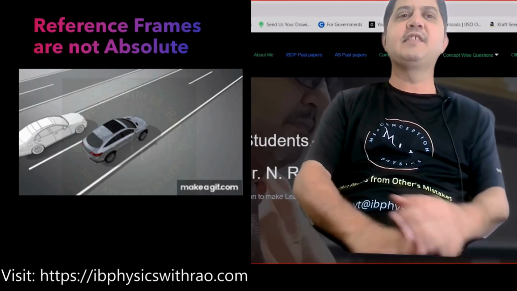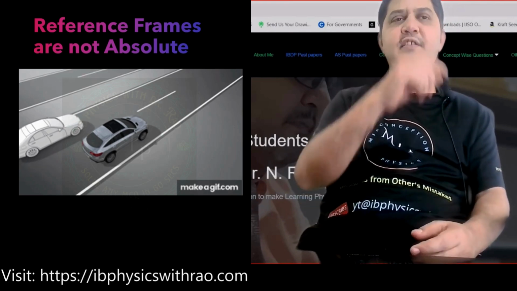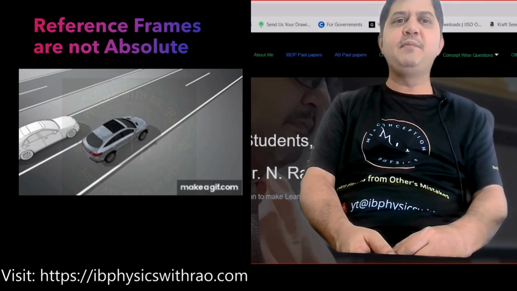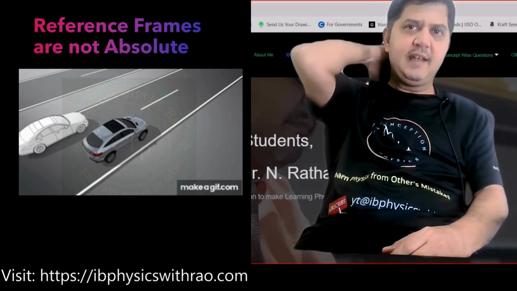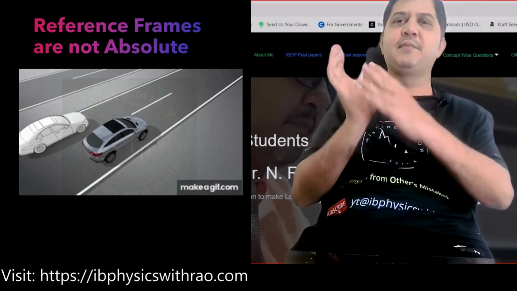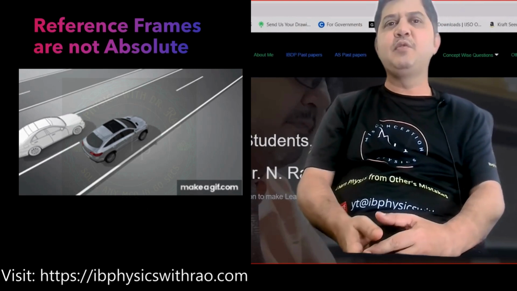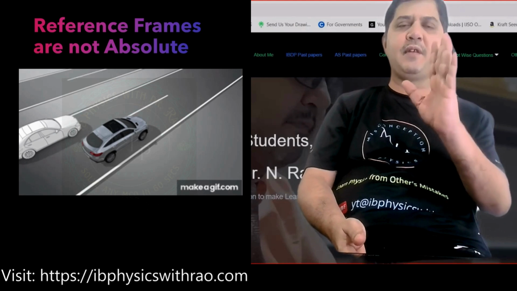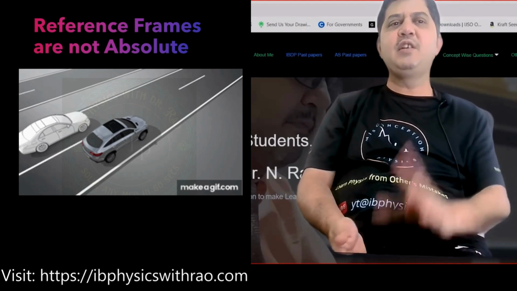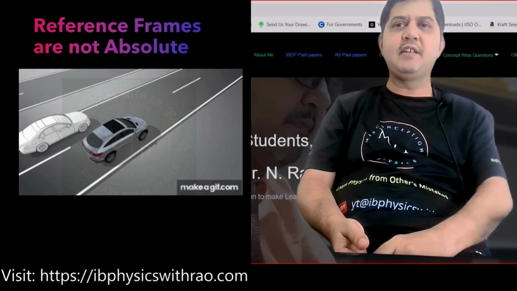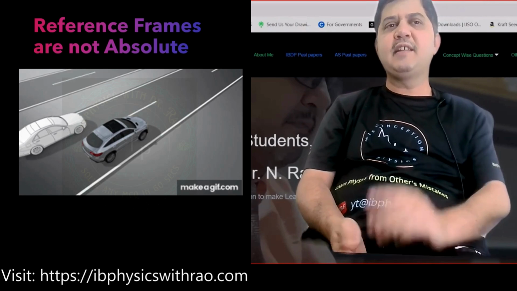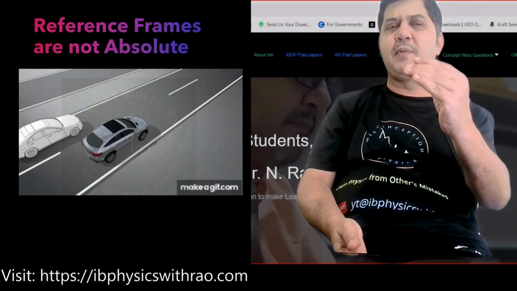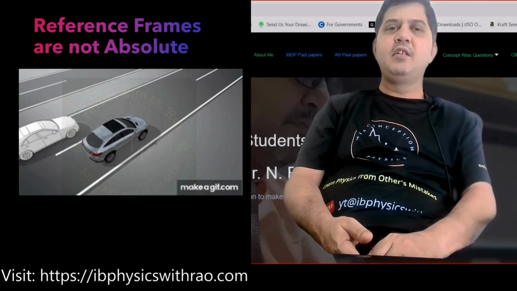Okay, now let us look at this example. As you see here, there are two cars moving side by side. To an external observer, it appears that one car is moving at a speed of around 40 km per hour. And the other car, the white car, is trying to overtake it, but it is moving at a speed of, let us say, more than that, 45 km per hour.